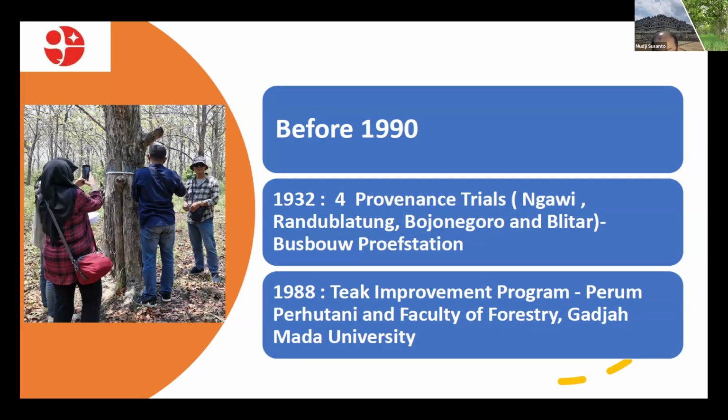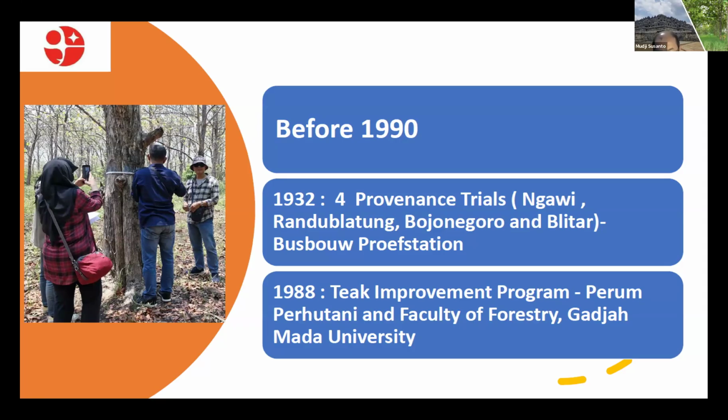After Indonesian independence, all state forests were managed by Perhutani. Perhutani needed to develop and increase the productivity of its teak forests. Therefore, in 1988, Perum Perhutani started a teak breeding program in collaboration with Gadjah Mada University.